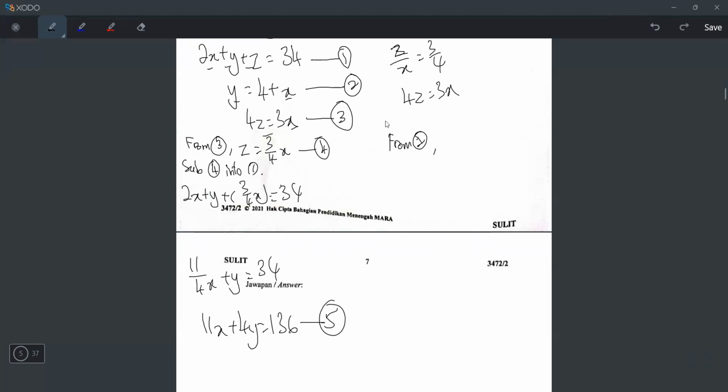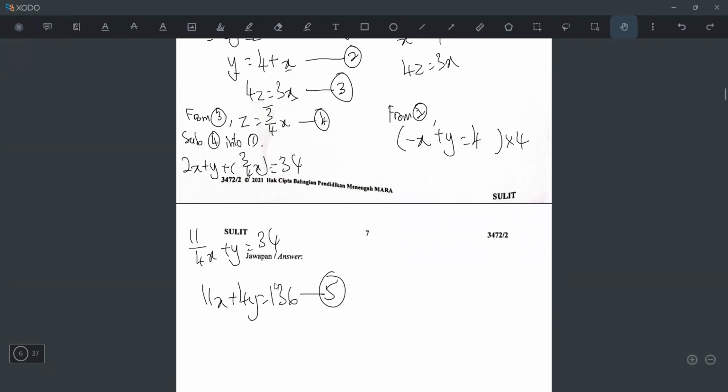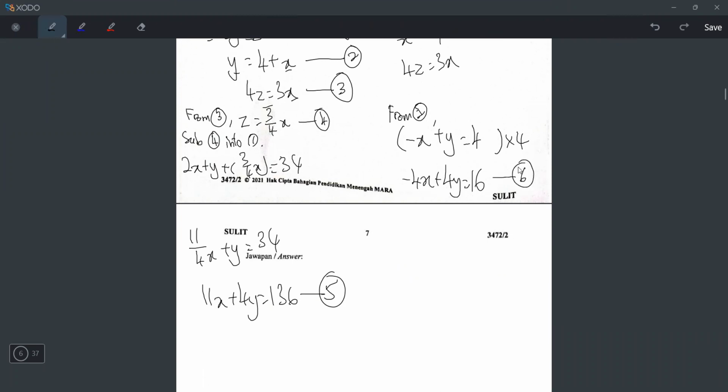So from 2, I rearrange, bringing the x in front, so negative x plus y equals 4. All right. And then I take the whole thing times 4. Or you can also times 11, because you want to do elimination, just to make them the same. But actually, you can use substitution also, just substitute y as 4 plus x inside here. But if you use elimination, this is how you do it. Negative x times 4 is negative 4x plus 4y equals 16. Wait, betul lah? Yeah. And then I call this equation 6.